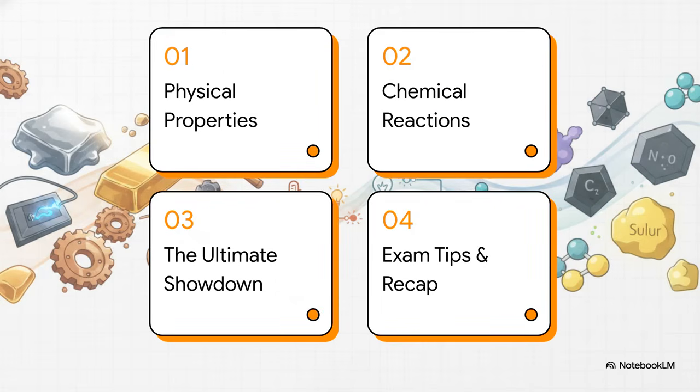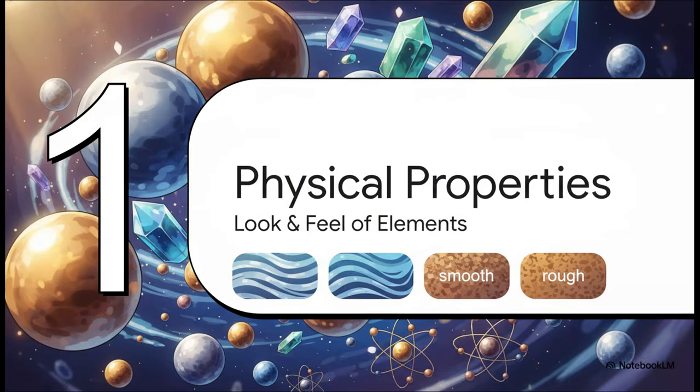We've broken the chapter down into 4 manageable chunks: physical properties, chemical reactions, the ultimate showdown, and finally, your exam tips and quick recap. All right, let's jump right into Section 1, Physical Properties, the look and feel of elements.